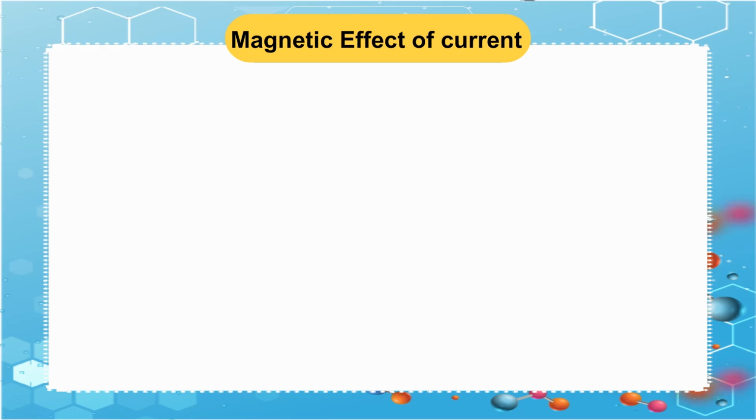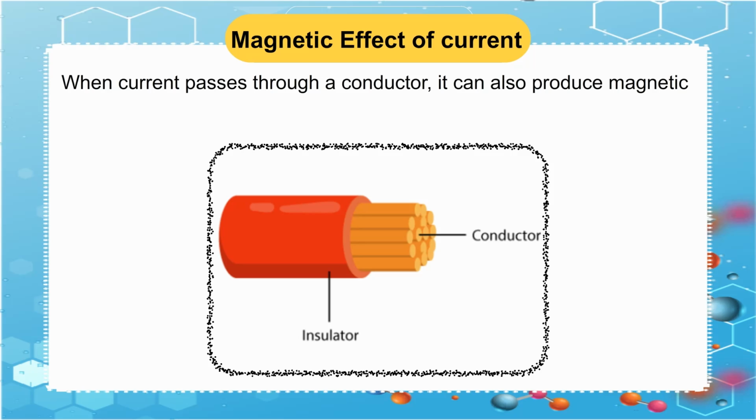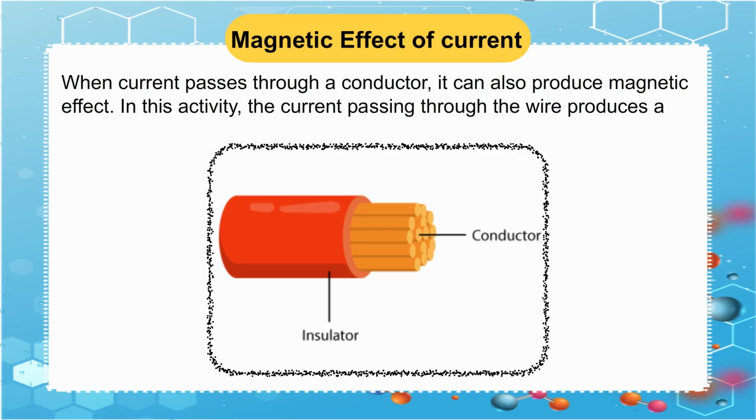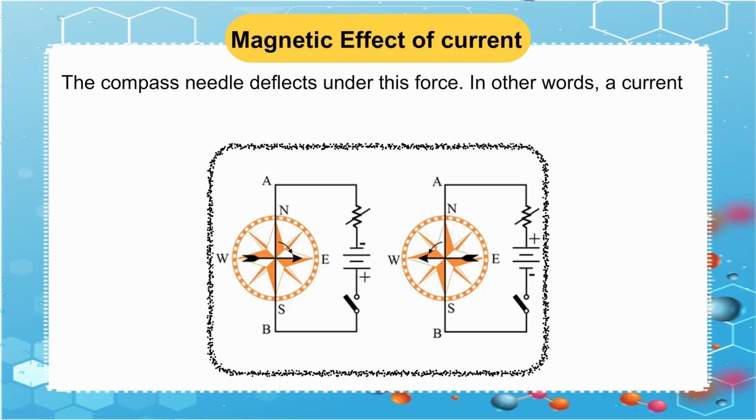Magnetic effect of current. When current passes through a conductor, it can also produce a magnetic effect. In this activity, the current passing through the wire produces a magnetic force. The compass needle deflects under this force. In other words, a current-carrying wire acts like a magnet.